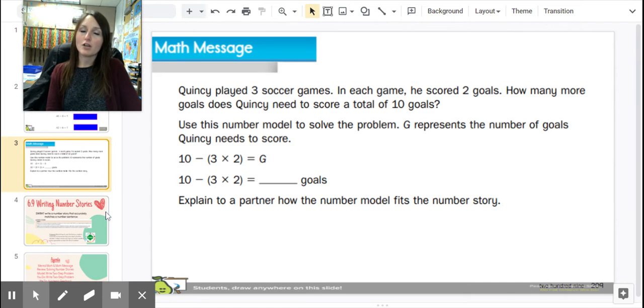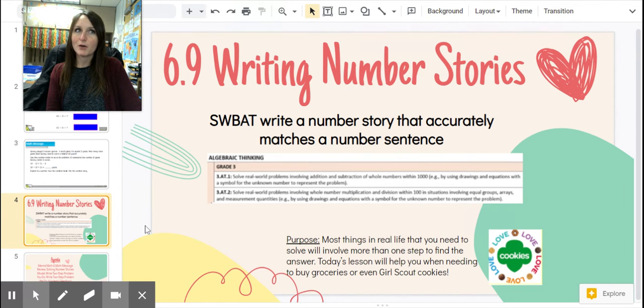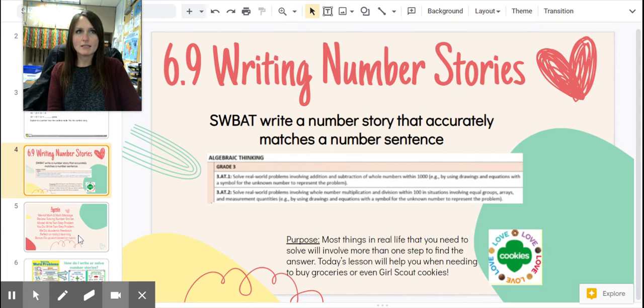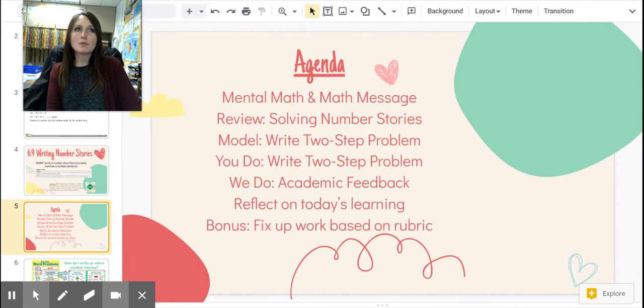I'm going to come back and share the answer with you in the next video, because today we're going to be writing a number story that accurately matches a number sentence. So we're going to go over some of those different ways to solve these problems and practice with the one-step problem before you have to write a 2-step problem.